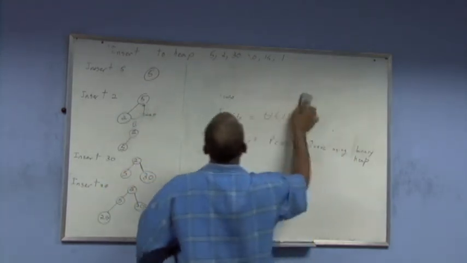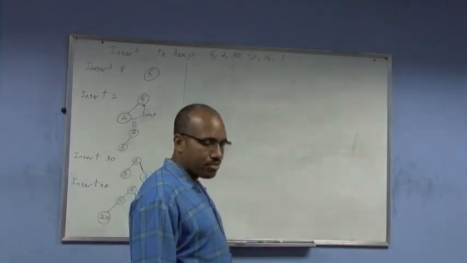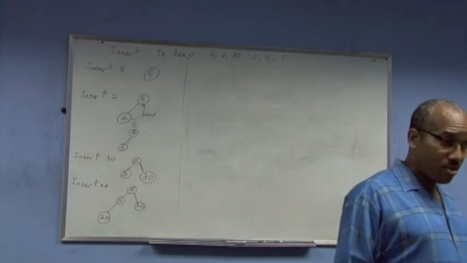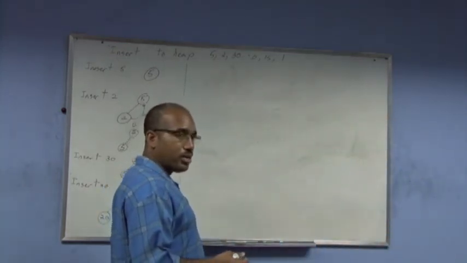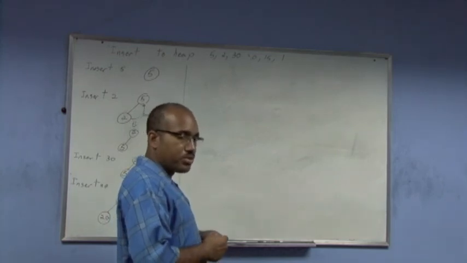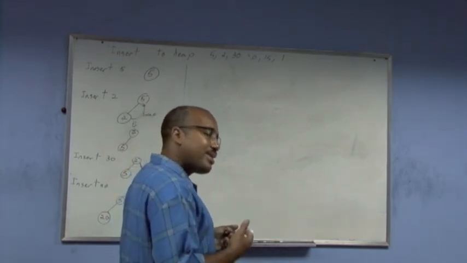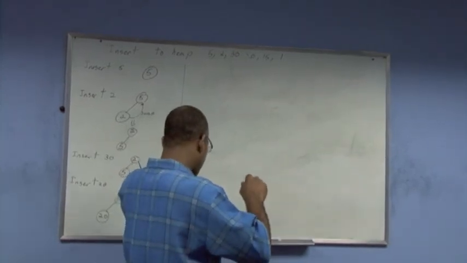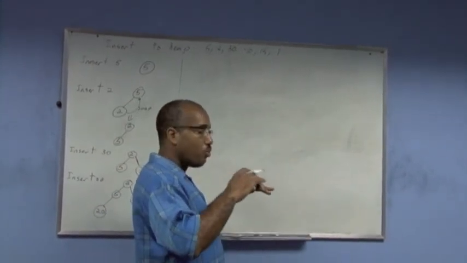Now, a tree is not balanced if the height of the left subtree differs from the height of the right subtree by more than 1. If the difference between the height of the left and right subtrees is greater than 1, then the tree is unbalanced. And we can fix that by rotating. One of the things we have to bear in mind is what we do in rotating.